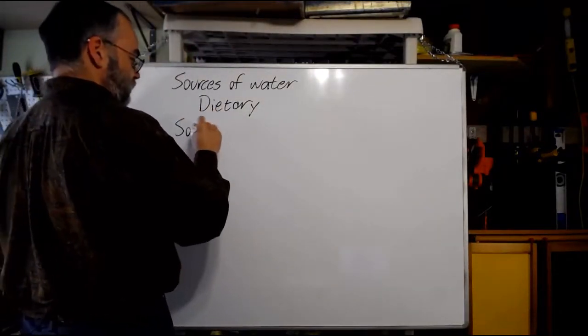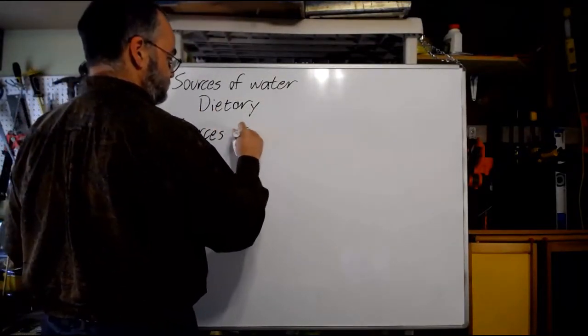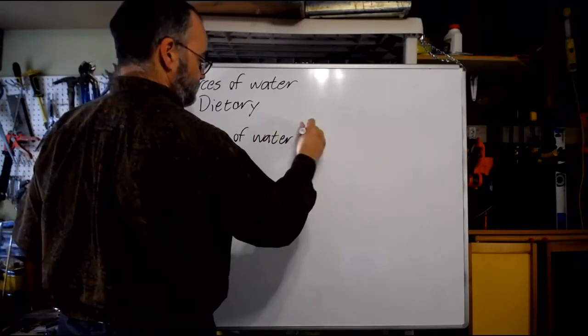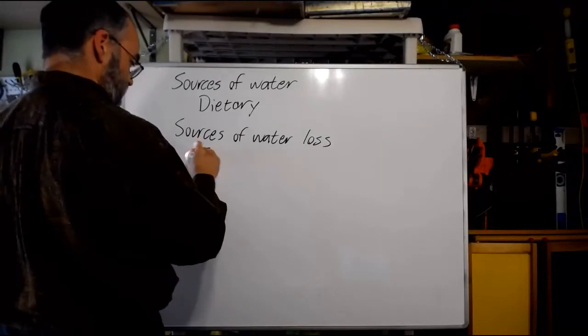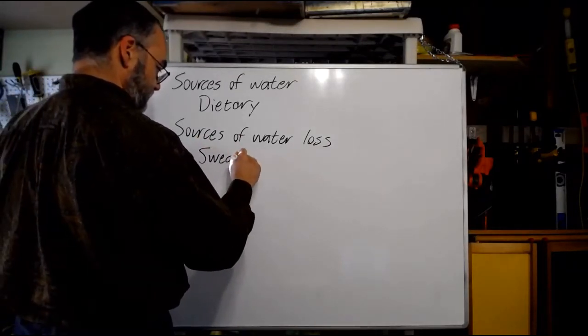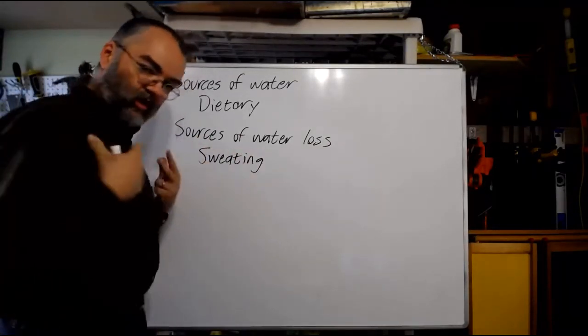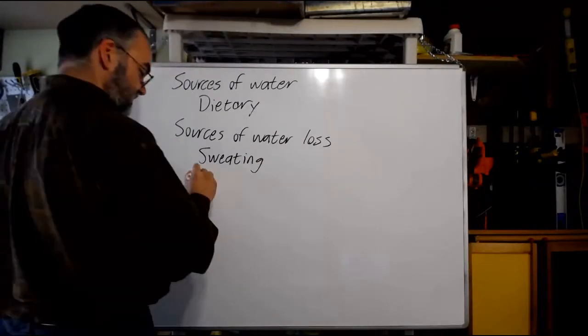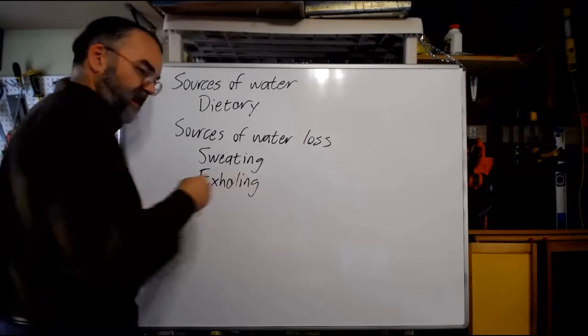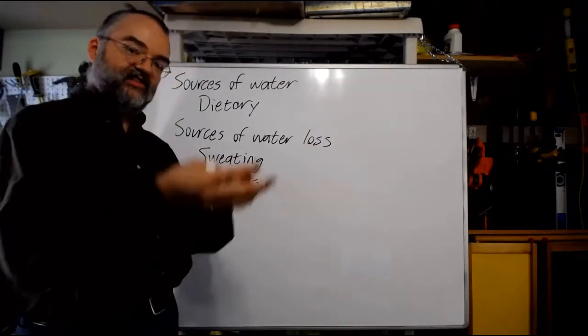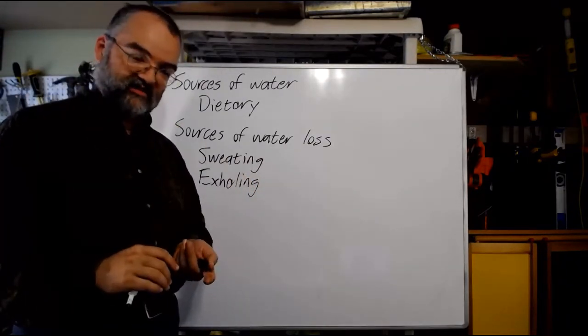What are sources of water loss? How does our body lose water? Now let's see, there's sweating. You can lose water on your skin when you sweat. There's exhaling. Every time you breathe out, some of that humid air in your lungs leaves your body, so that's a source of water loss.